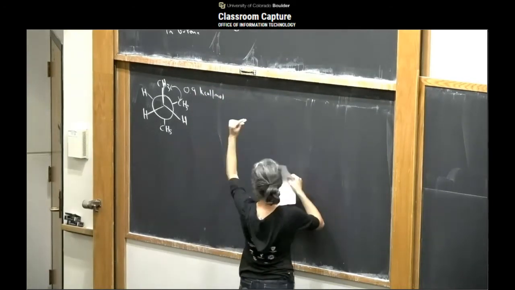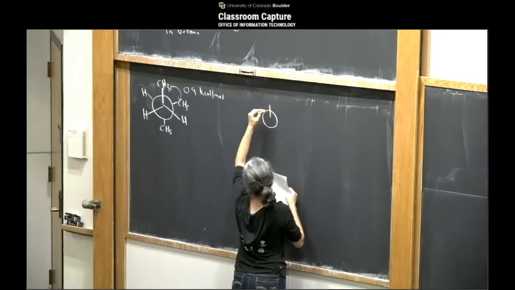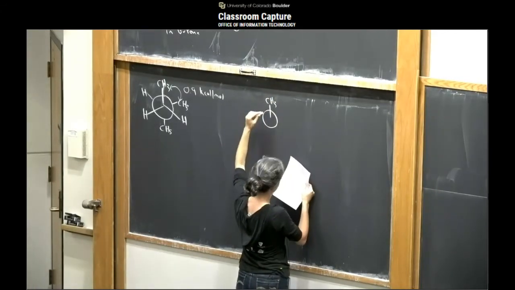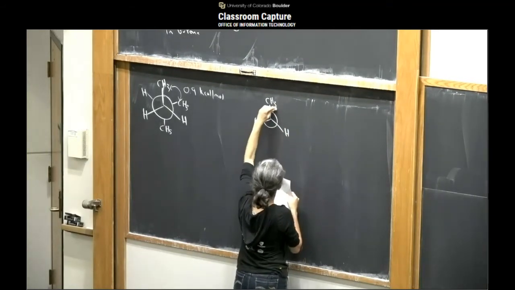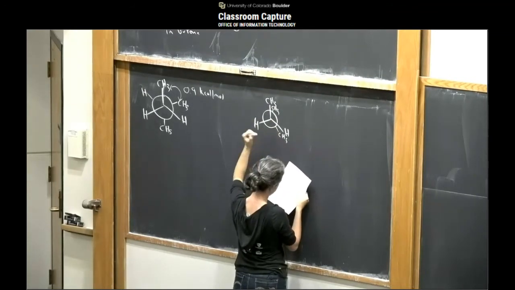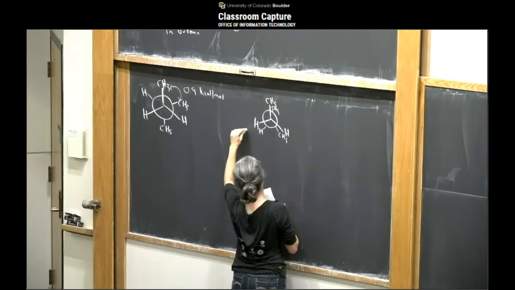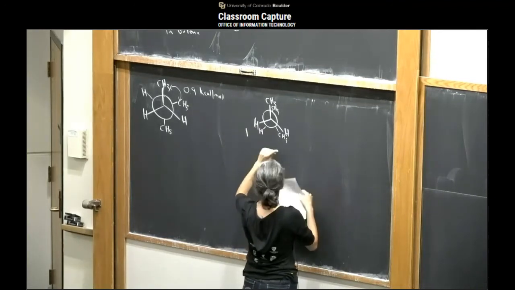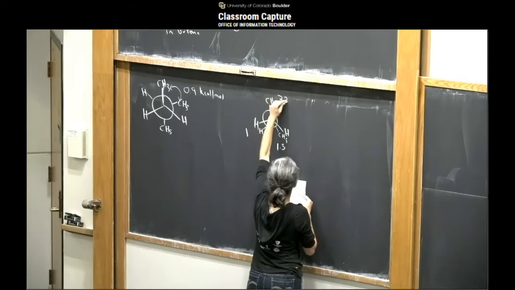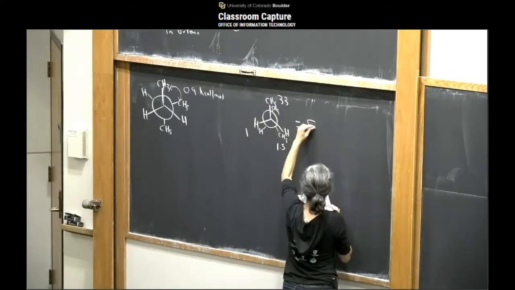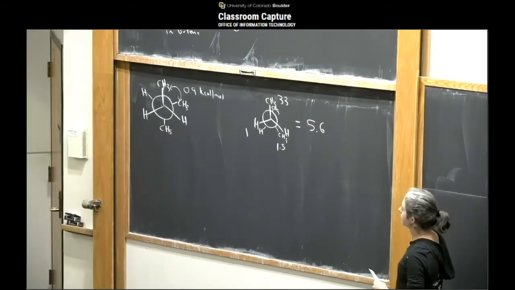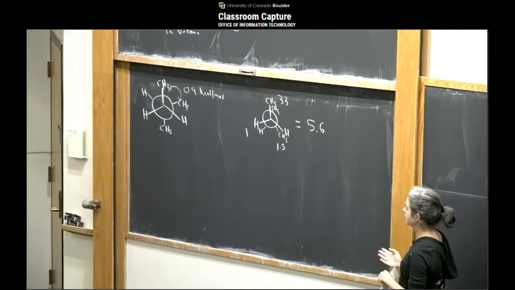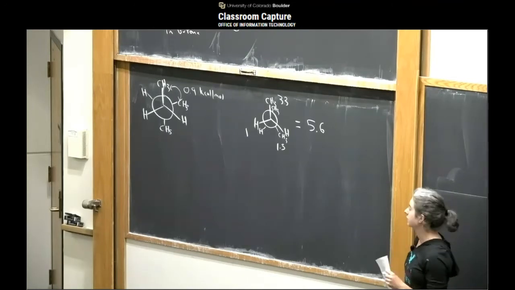Or if we look at the same molecule in a different conformation, maybe if we keep the front carbon the same and rotate the back one, so we got CH3, CH3, and H, we know this costs us 1, we know this costs us 1.3, and this costs us 3.3, so the total should be about 5.6. So you can more or less add them up. It turns out sometimes the molecule has a little bit of wiggle room, and so the values might change just a little bit, but these still give you a pretty accurate idea of how good any of the conformations are.